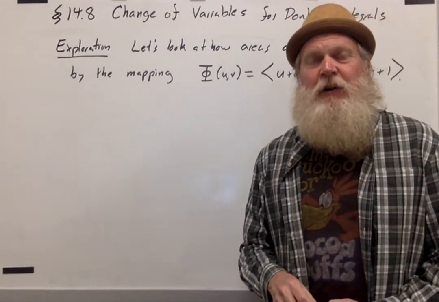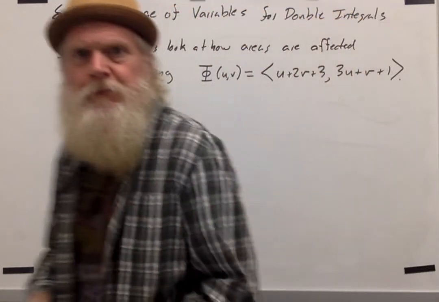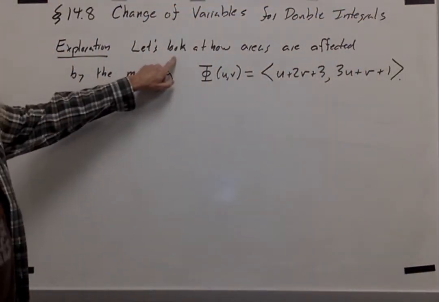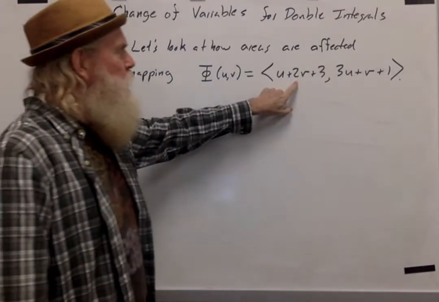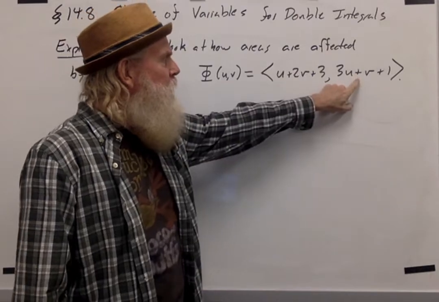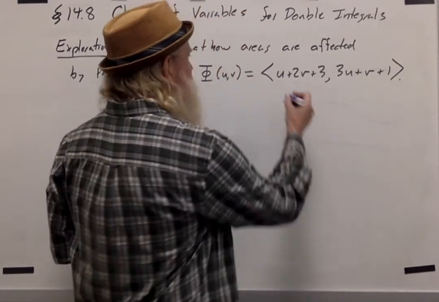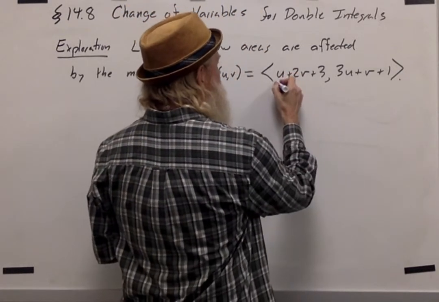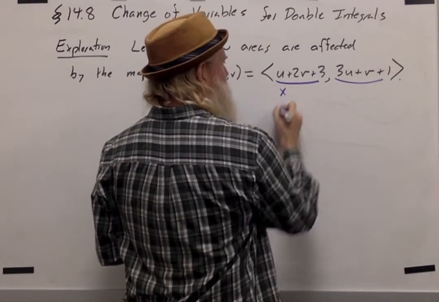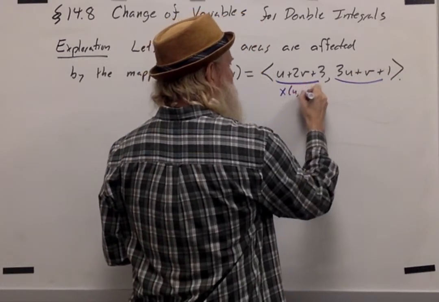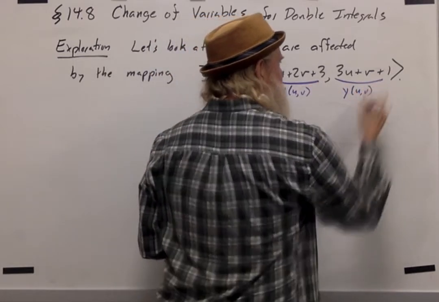To get an idea of how areas are affected under a change of variables, let's study a specific example. Let's see how areas are changed by the specific mapping phi of u and v equals u plus v plus 3, comma, 3u plus v plus 1. I'd like you to think about this as mapping u and v to x and y. So this first one is going to represent an x-coordinate written as a function of u and v, and the second represents a y-coordinate as a function of u and v.